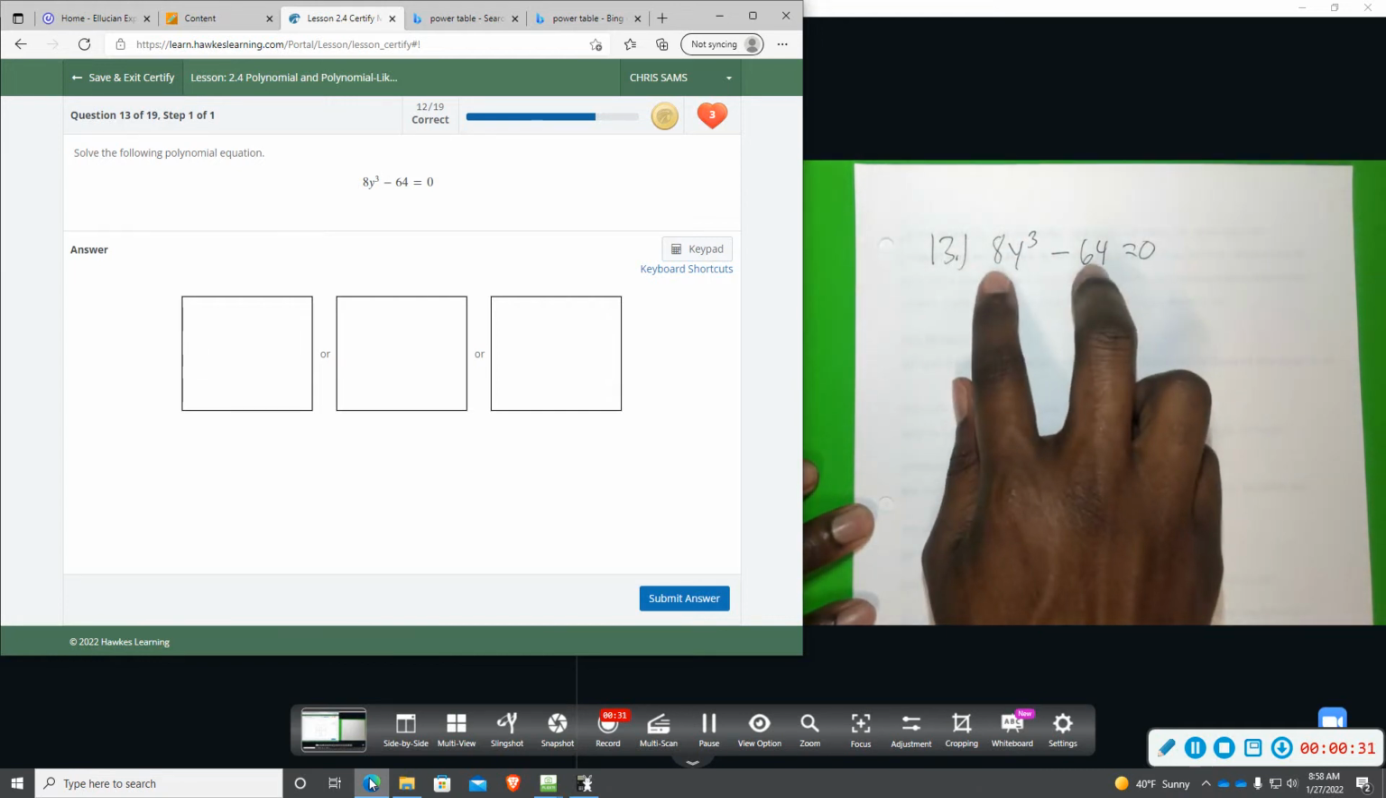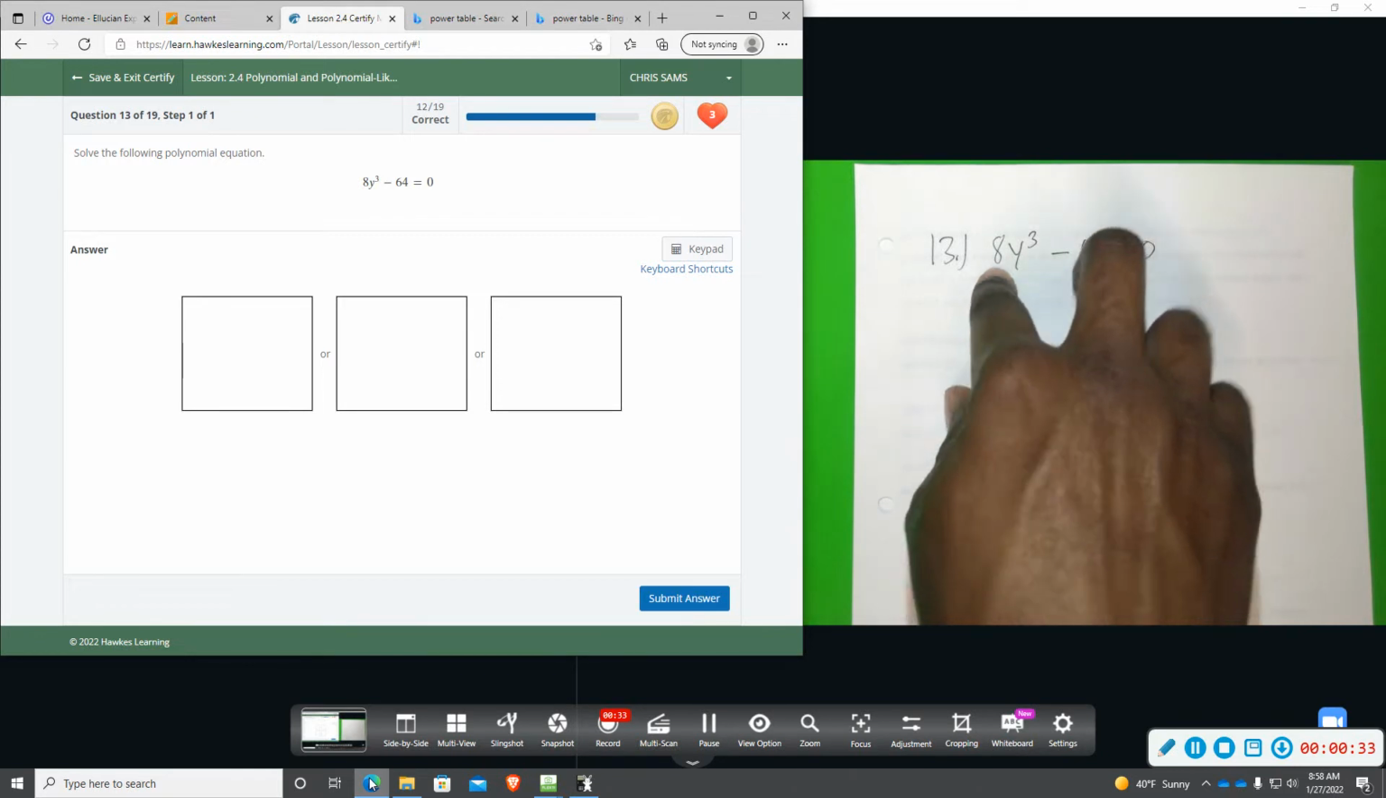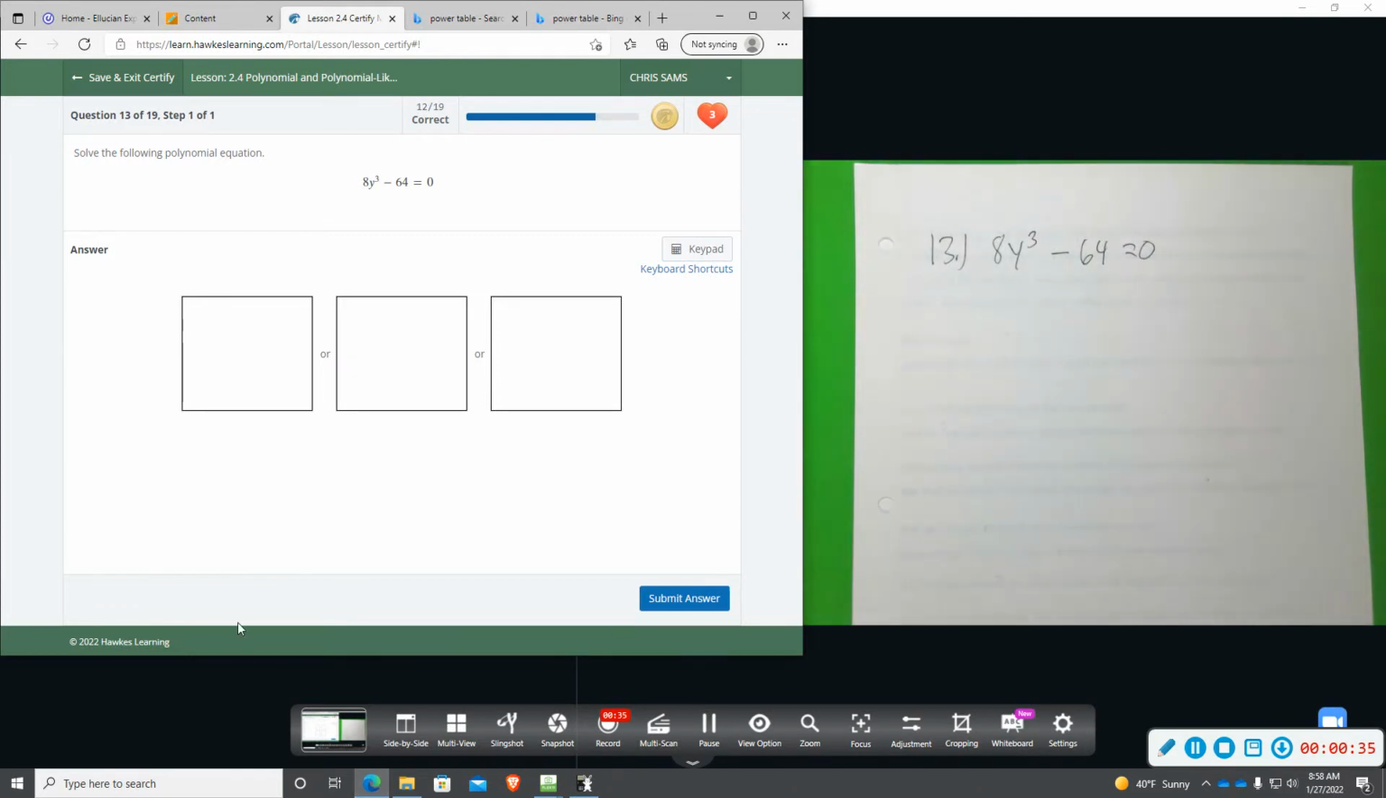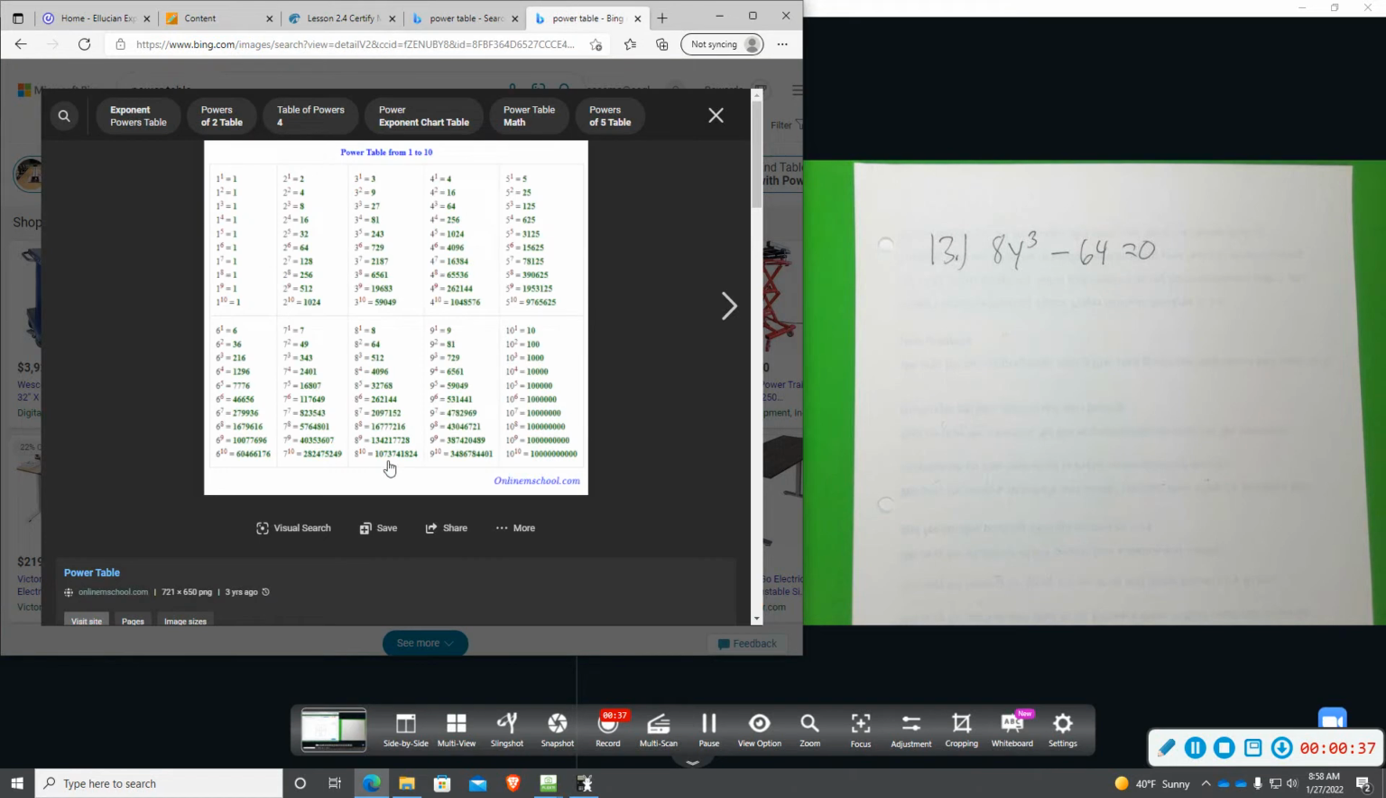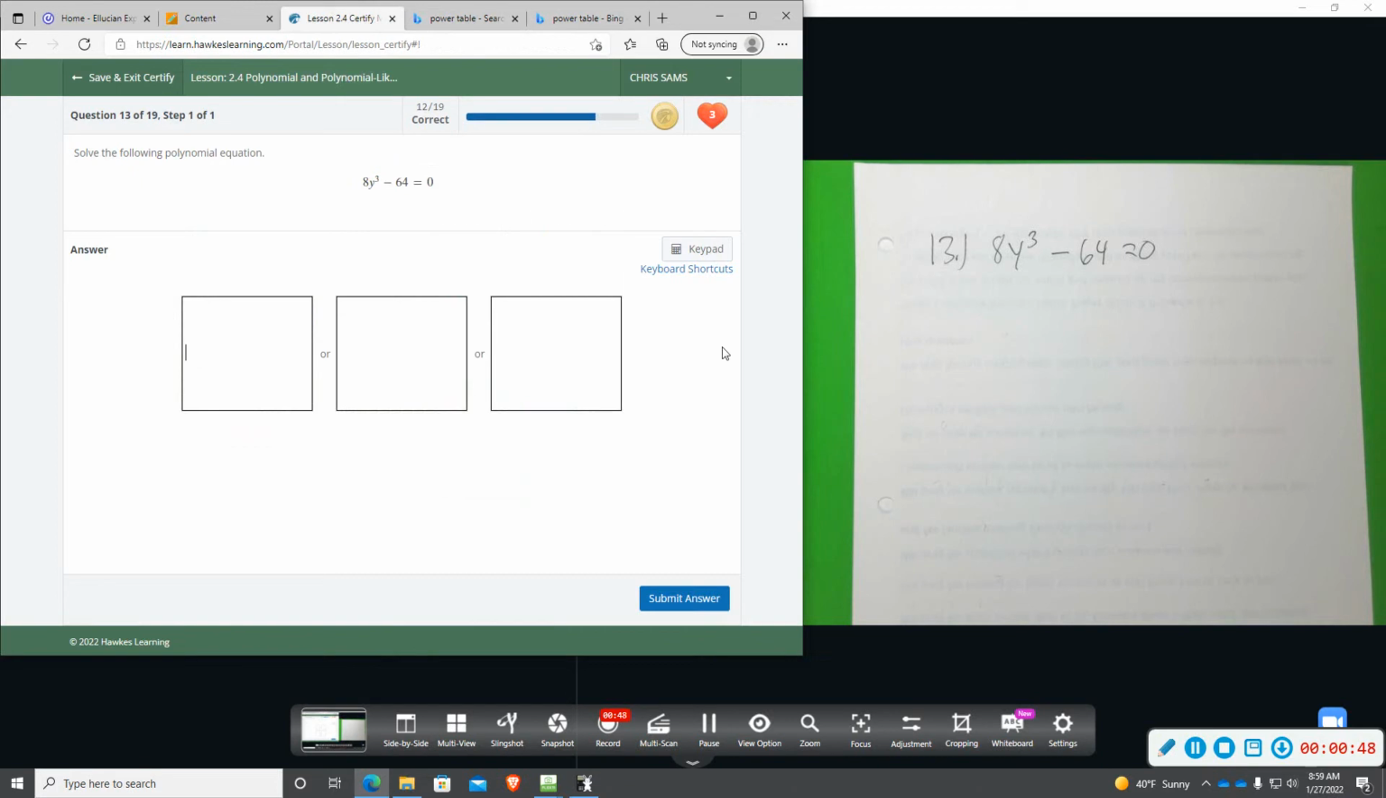always check and see if those are perfect cubes before, and I believe they both are. So if you look at that list, 8 is a perfect cube, it's 2 cubed, and also 64 is a perfect cube, it's 4 cubed. Okay, so you can factor out, but you don't need to. We're just going to apply that formula.